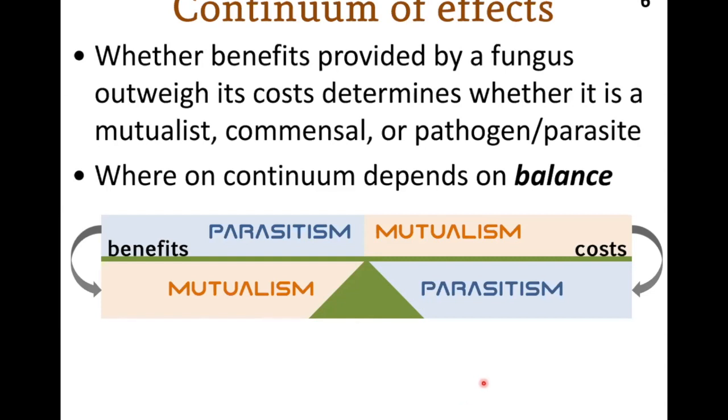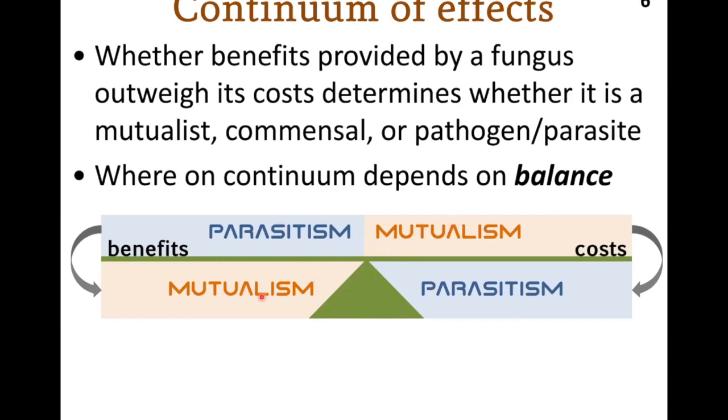But imagine that the costs start to outweigh the benefits. Now the seesaw will tilt down towards the parasitism part of the spectrum, and so the fungus will be a parasite or a pathogen. Imagine, however, that the benefits outweigh the costs, and so now the seesaw tilts in this direction here, and now we're in the mutualism spectrum, and so we can consider the fungus to be a mutualist.